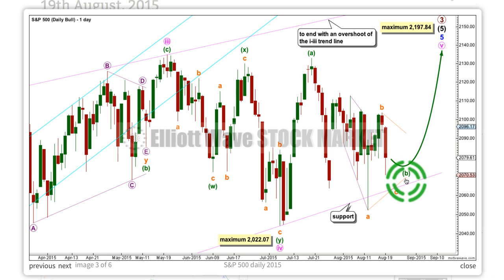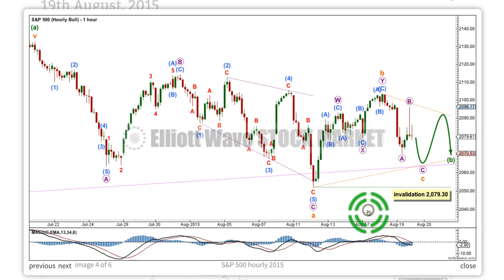Let's look at the possible triangle where A of the triangle would be a big time-consuming zigzag down here, and here's that overshoot of the lower diagonal trend line. It's not a proper breach, it's just an overshoot. That's acceptable. Sometimes they do that.